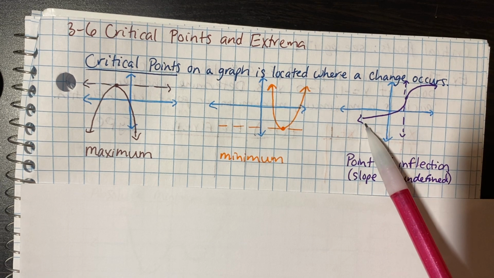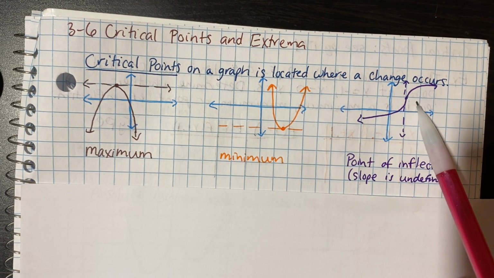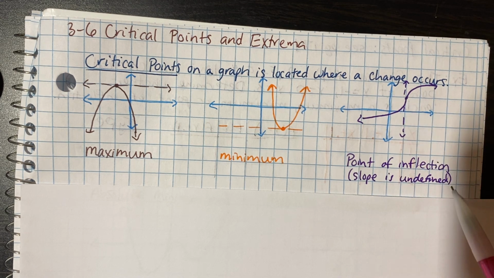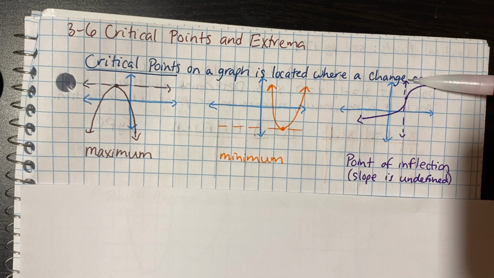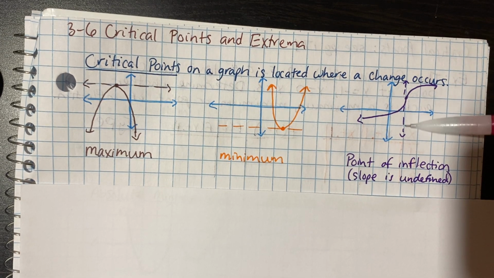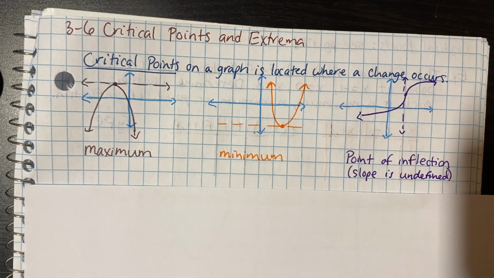Okay. And this point right here is called a point of inflection. The slope at that point is undefined because the slope technically would be vertical at that point. Okay, but that is also a change.